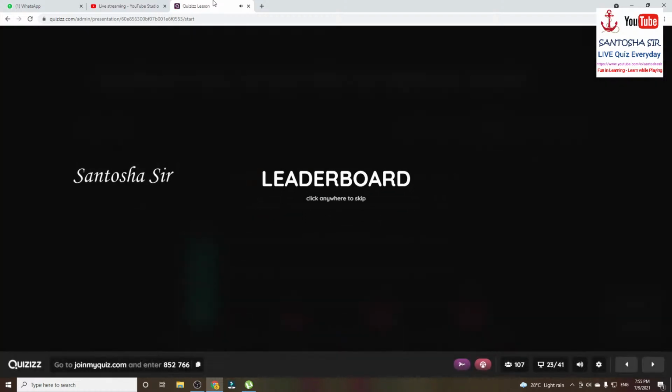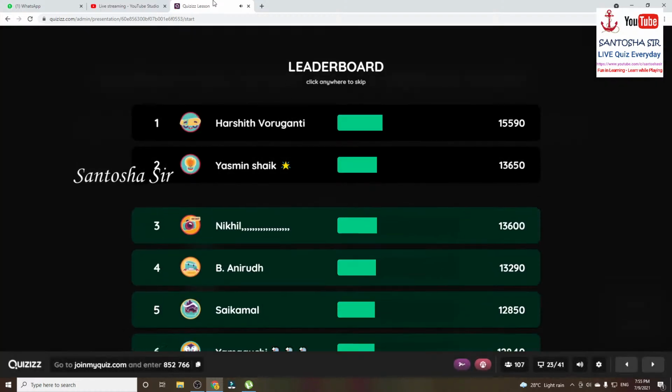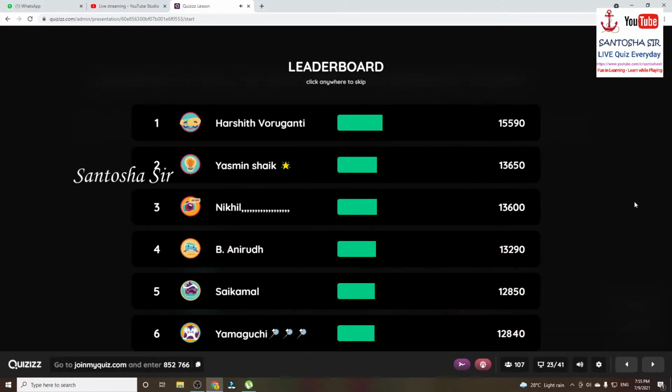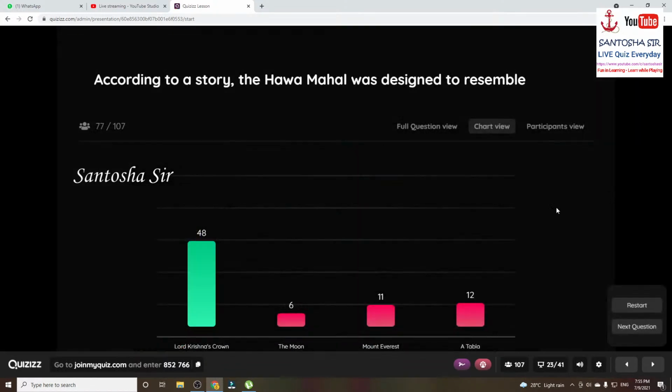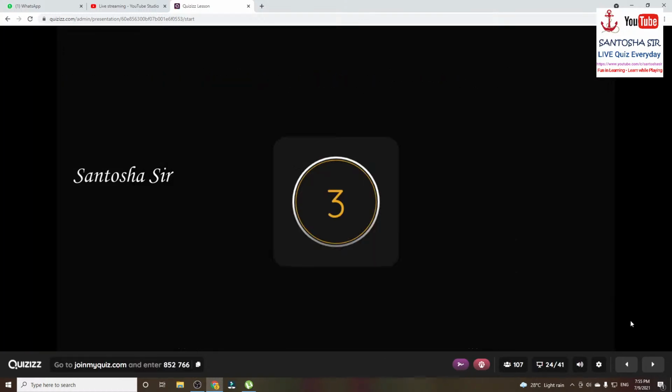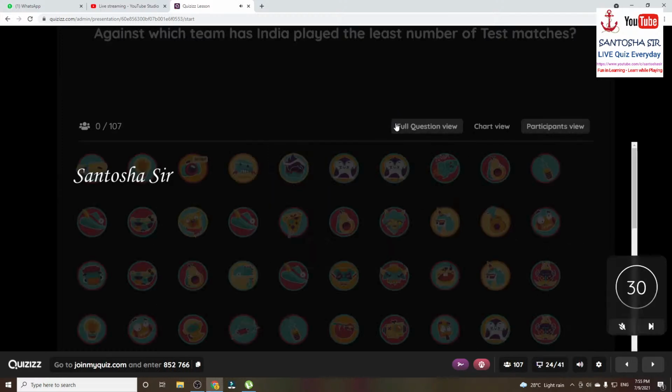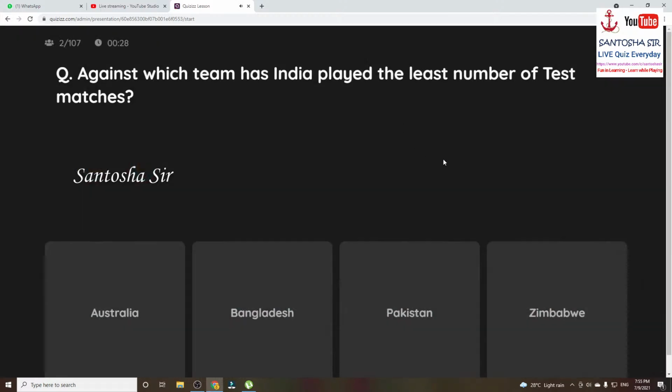There ends the time. Third, fourth, fifth, sixth positions replaced. Good competition. 48 members answered it correctly. Moving on to the next one. 24th. Here comes now. Against which team has India played the least number of test matches?